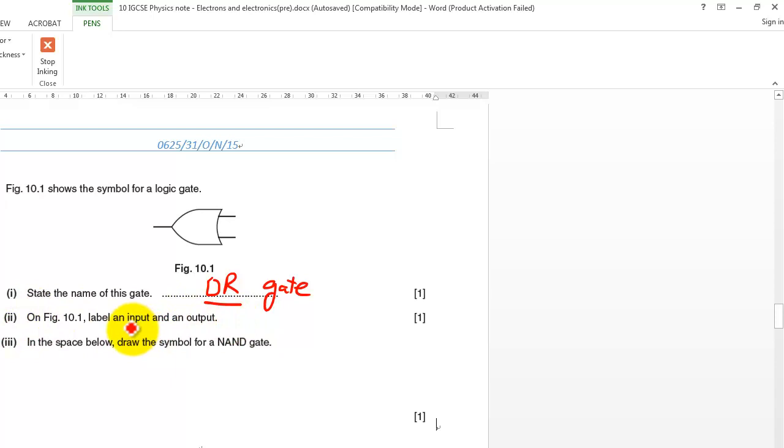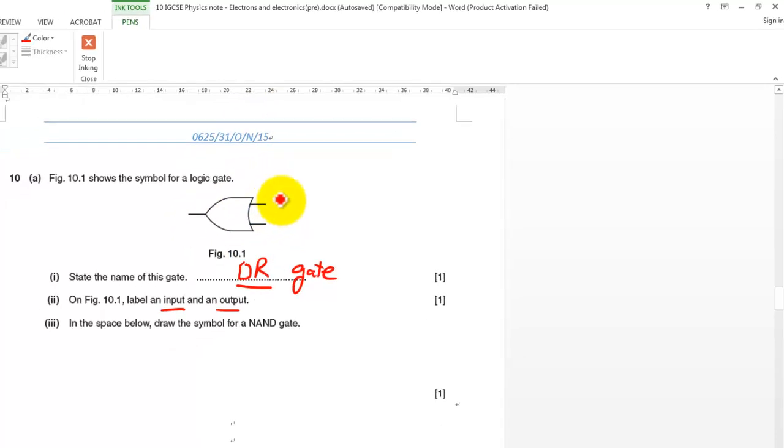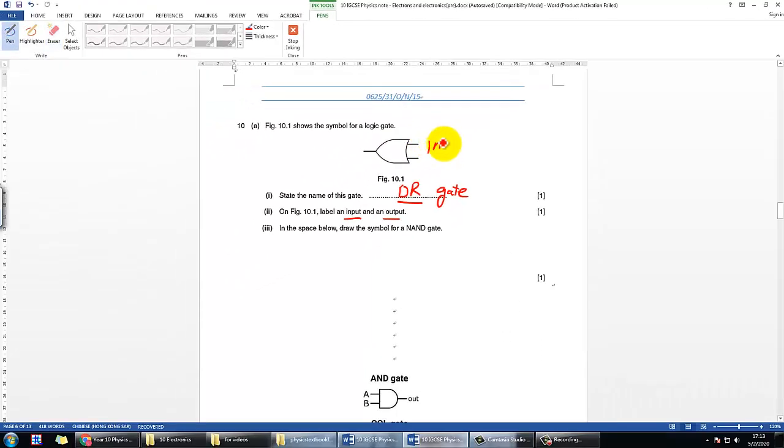Next part is it asks you to label the input and output, and you can see this symbol is different from what we drew earlier. You can see the input is on the right hand side, so what you can do is you can label this side as input and this side is output. It's perfectly fine that you reverse the direction of the symbol.